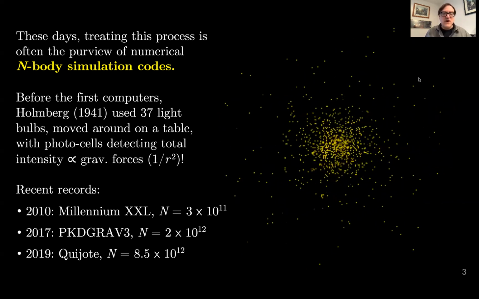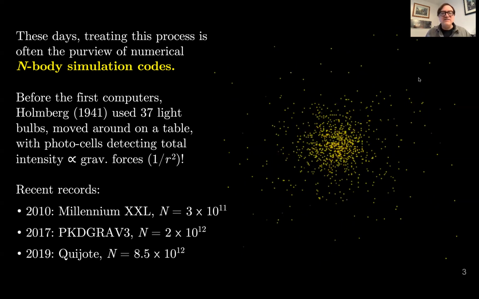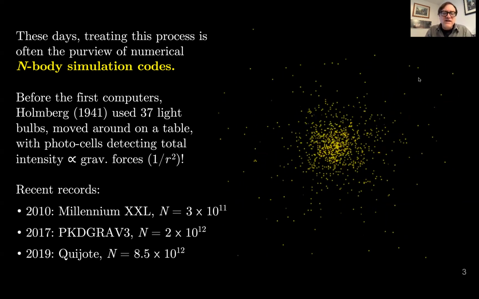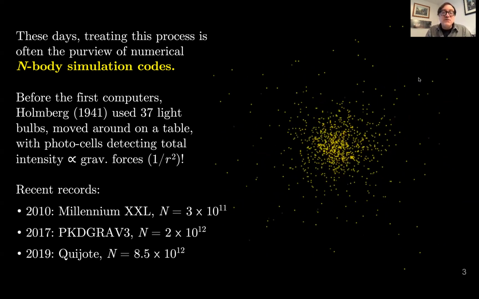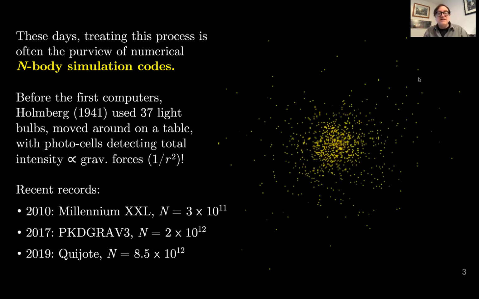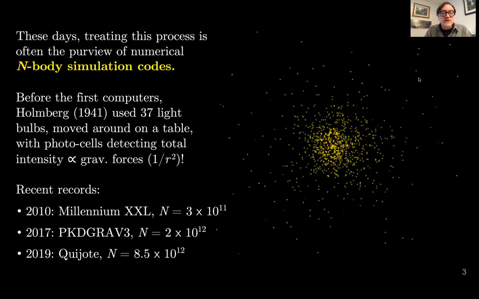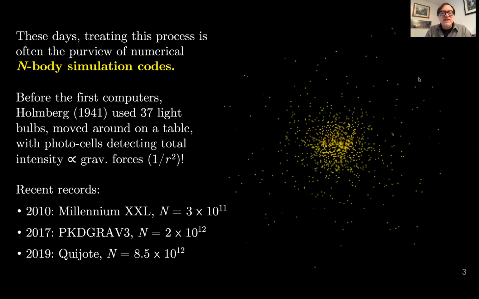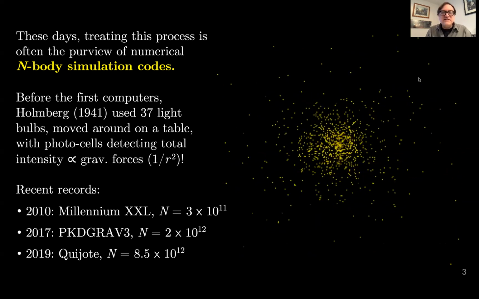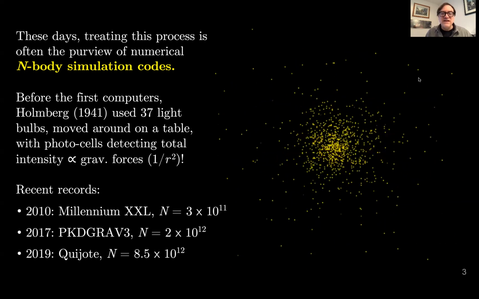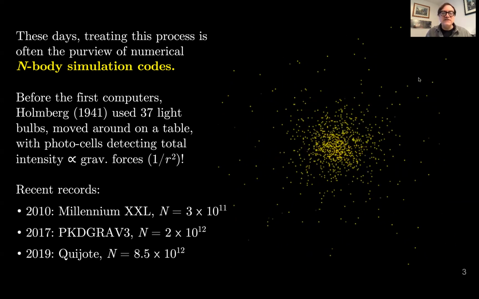I always like going way back in the history, and I was interested to find this paper from Holmberg from 1941. It's actually about 10 years before astronomers got access to computers in a reliable way to do simulations. Holmberg did this analog simulation. He set out these 37 light bulbs on a table that could pivot around and move around. I guess it was just a 2D simulation.